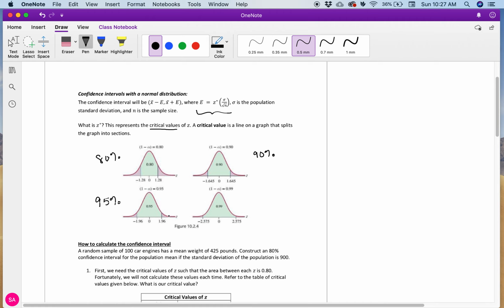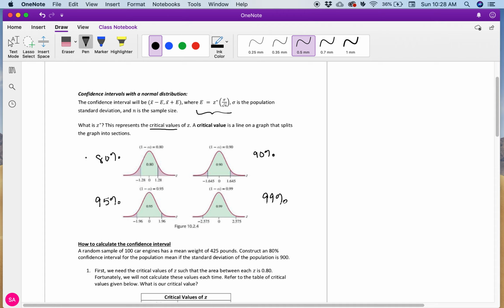Down here we have the 95% interval. Again, we're moving out further. We have a smaller area in the tails here. And then we have the z values of 1.96, positive and negative. That means 95% of the area is in this green shaded piece right here. And last but not least, we could have a 99% confidence interval, where 99% of the area, 0.99 of the area, is right here in green, and the tails are really small at this point on the edges.